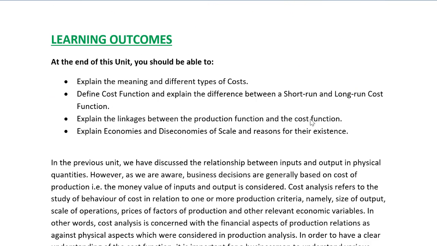Let's see the learning outcomes of this chapter. At the end of this unit, we'll be able to understand the meaning and different types of cost. We will be able to define cost function and explain the difference between short run and long run cost function. We'll try to explain the linkage between the production function and cost function, explain economies and diseconomies of scale and reasons for their existence.